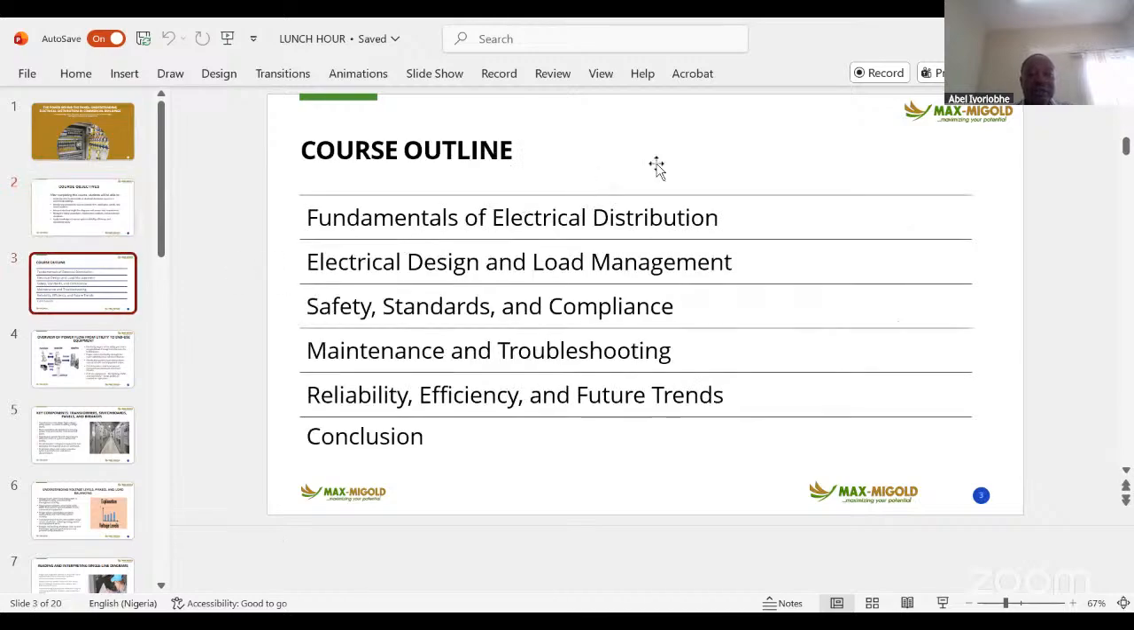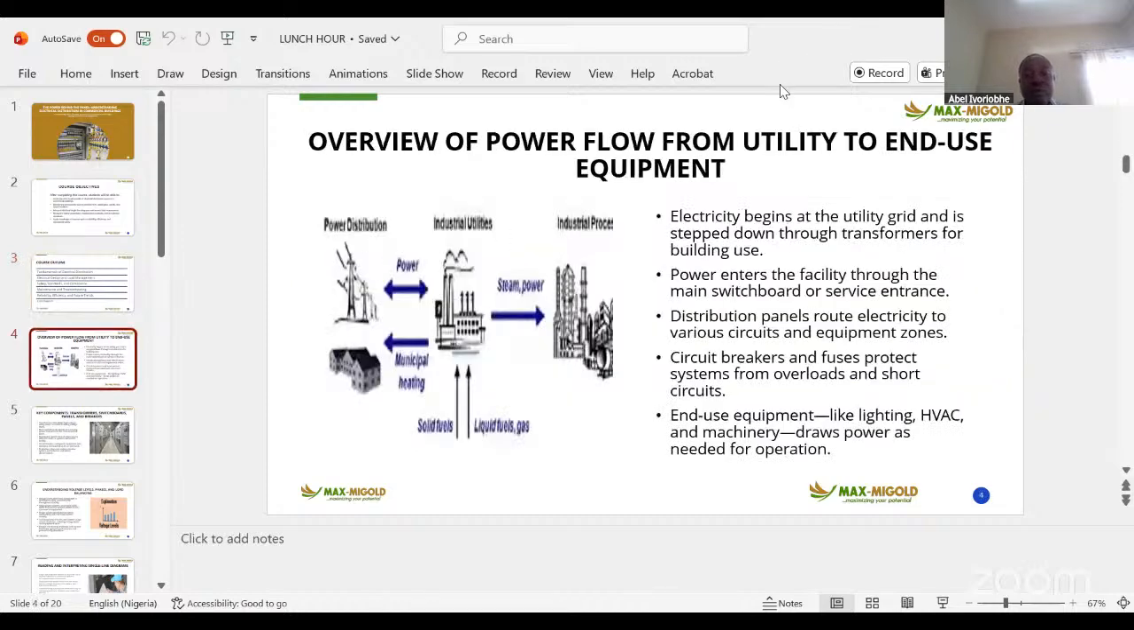So these are the course outline: the fundamentals of electrical distribution, electrical design and load management, safety standards, and compliance. We will also be talking about maintenance and troubleshooting, reliability, efficiency, and future trend. And at the end, we have the conclusion. Then you can ask your question when we are done with this slide.